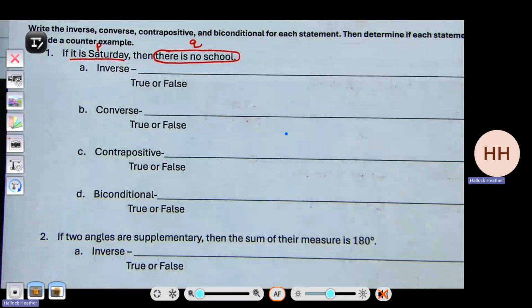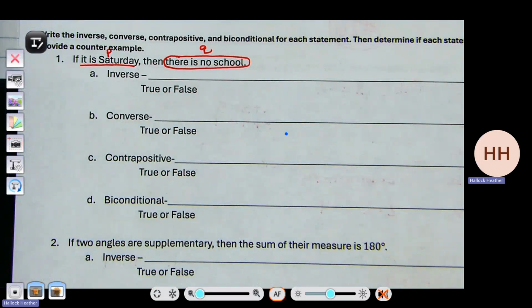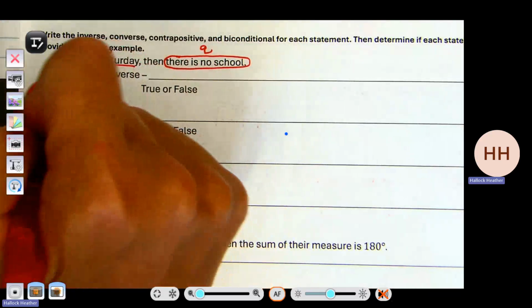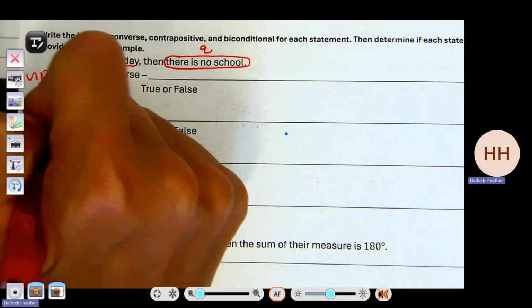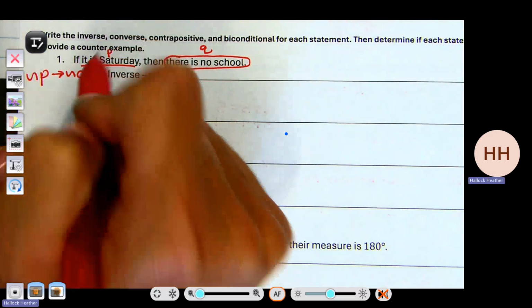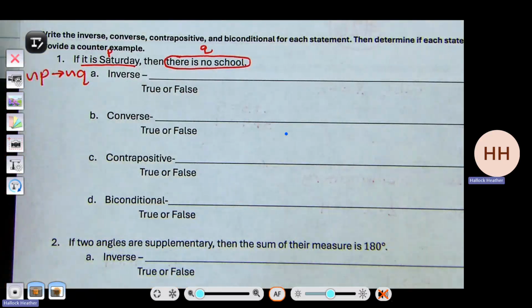Okay. The first thing I need to do is the inverse. Based on my poster, I'm not switching the sentence. I am just making it negative. So negative P to negative Q. So if the original statement was, if it is Saturday, then there is no school, how could I make this statement negative?